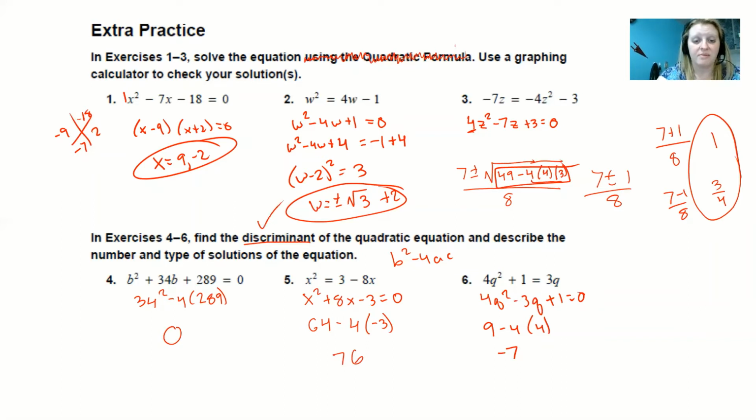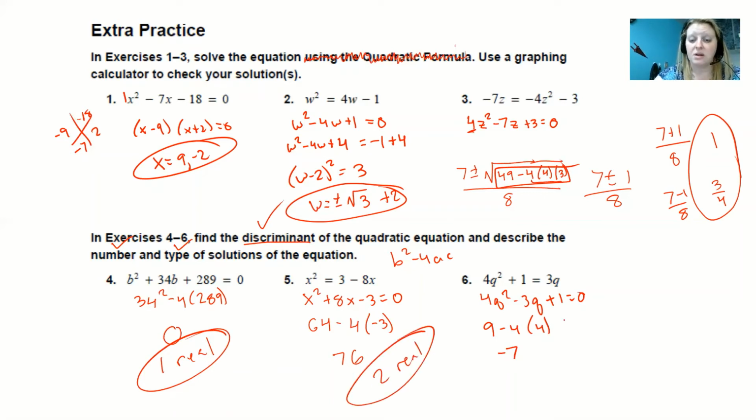So we found the discriminant of each, and then we have to use that to say how many solutions and what type they are. So if you look back to your chart from the previous video, we said that if the discriminant is 0, that means 1 real solution. And if the discriminant is positive, that means 2 real solutions. And if the discriminant is negative, that means 2 imaginary solutions. So I know before I even use the quadratic formula that these should be the outcomes of each of these problems.